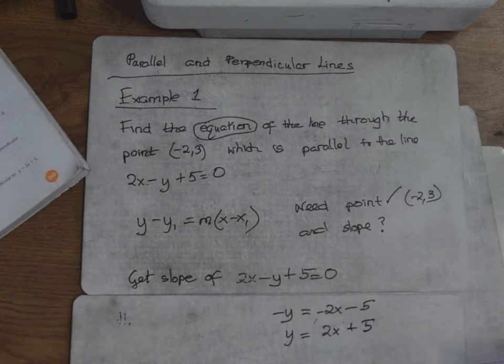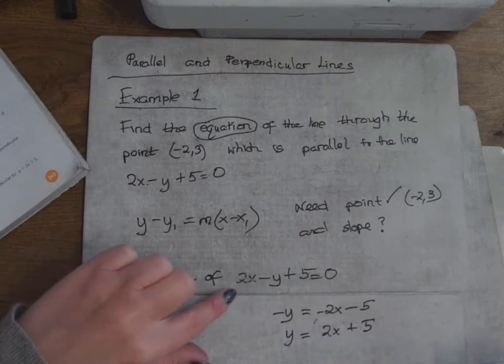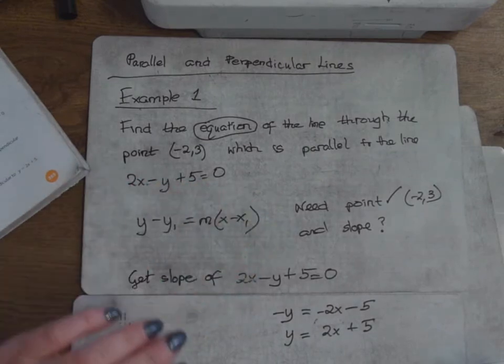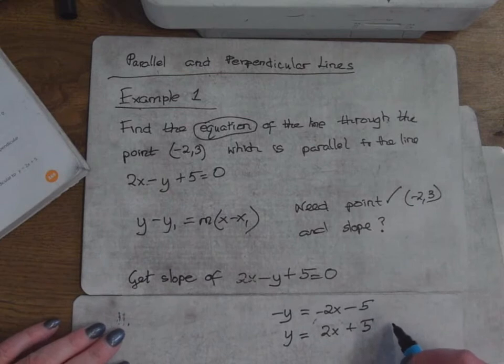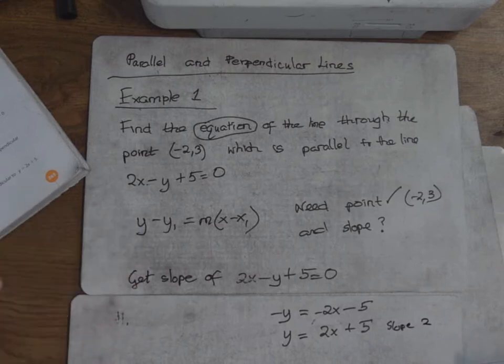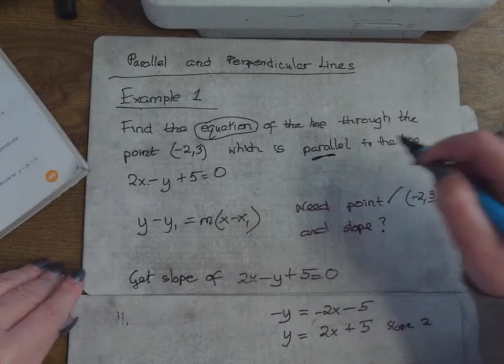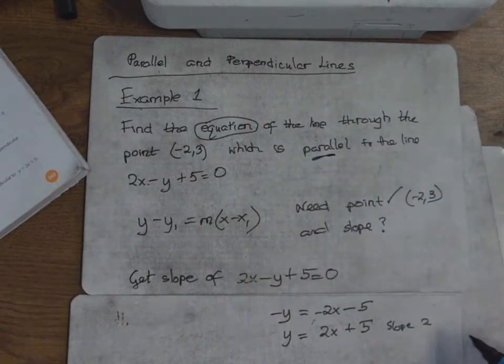Okay, the reason I did this is because I want to find the slope of this line. Why? Because it's the same as the slope of my new line. What's the slope of this line? The slope of this line is 2. So what's the slope of my new line? 2, because they're parallel. They told me they're parallel, and I know parallel lines have the same slope. So if I have the slope of this line, I have the slope of my new line.